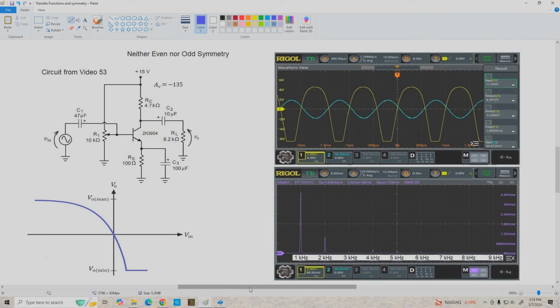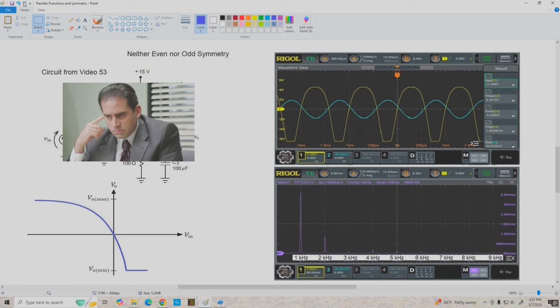Okay, we're going to talk about circuits that have even transfer function symmetry next, but before we do that, I'd like you to pause the video and see if you can think of a circuit that has an even transfer function. Okay, let's go on over and take a look.